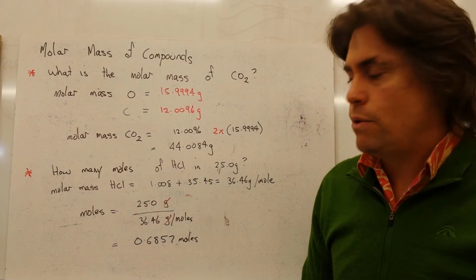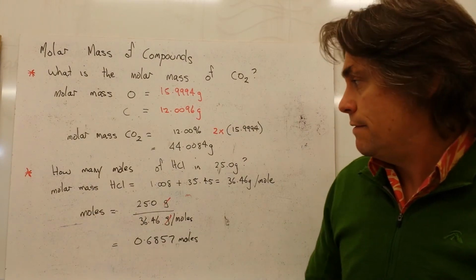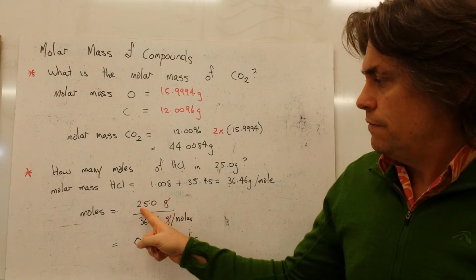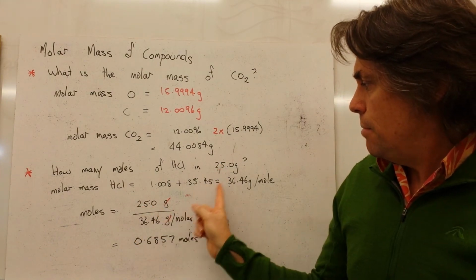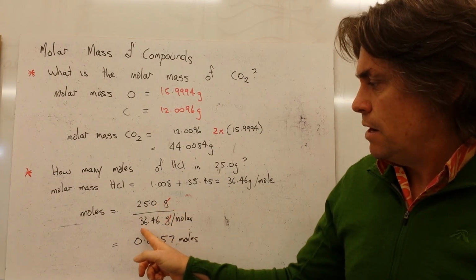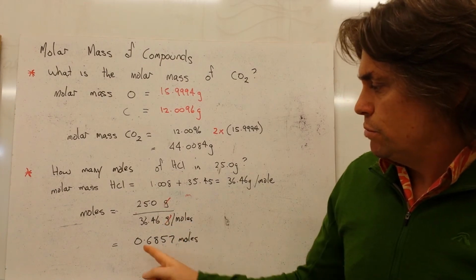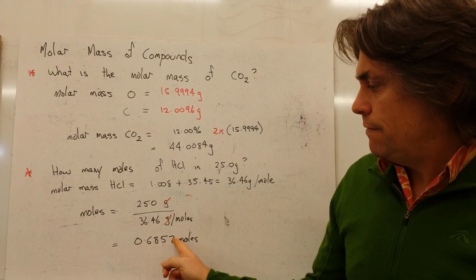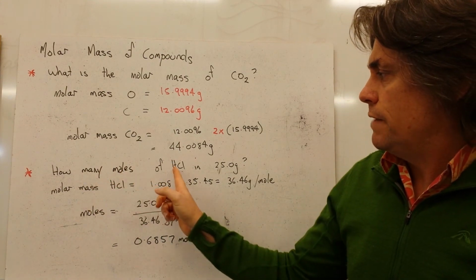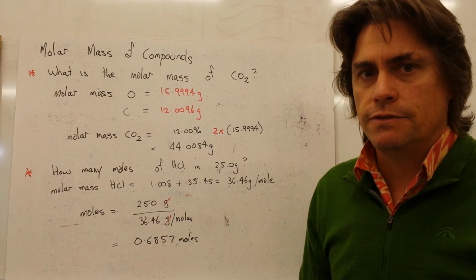But that's not the end of our question. We're asked in the question, how many moles of hydrochloric acid do we have in a 25 gram sample? And to do that, we need to divide our 25 grams by our molar mass, so 25.0 grams divided by 36.46 grams per mole, which will give us 0.6857 moles. So our question asks, how many moles of HCl do we have in 25 grams? We have 0.6857 moles.